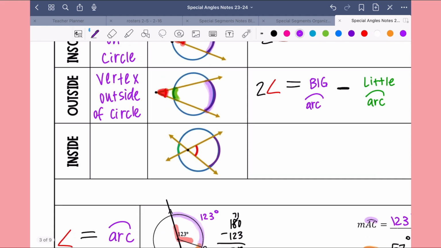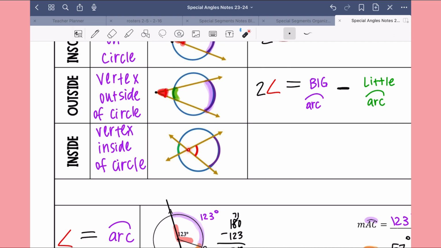Let's do one where the vertex is inside of the circle. That's our fourth situation with the angle. You can tell the angle is inside. It's not at the center, but it's somewhere inside the circle. Again, we're going to have 3 parts to it. We have the angle, and then a big arc, and you can tell this one is bigger. And then you're going to have a smaller arc, the little arc.